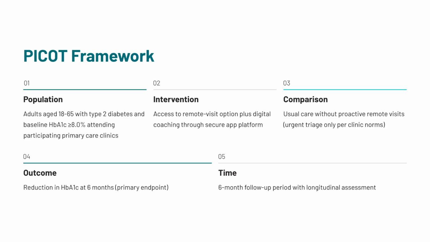Participants are adults 18 to 65 years with type 2 diabetes and baseline HbA1c greater than or equal to 8.0%. The intervention is the option for remote GP visits plus monthly nurse-led coaching through a secure app. The control arm is usual care. Primary outcome is change in HbA1c at 6 months. Secondaries include missed appointments, ED visits or hospitalizations, and patient-reported access and satisfaction.